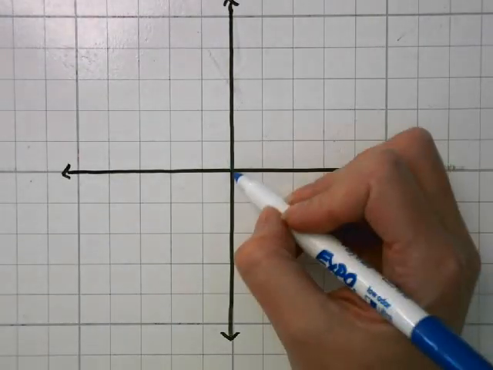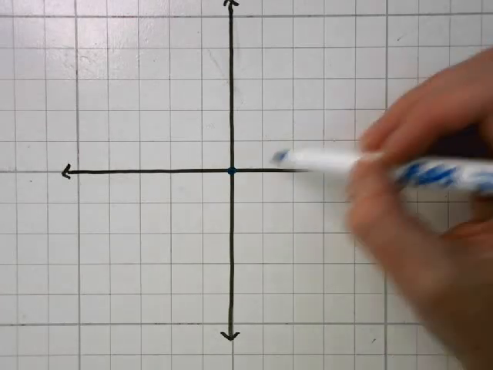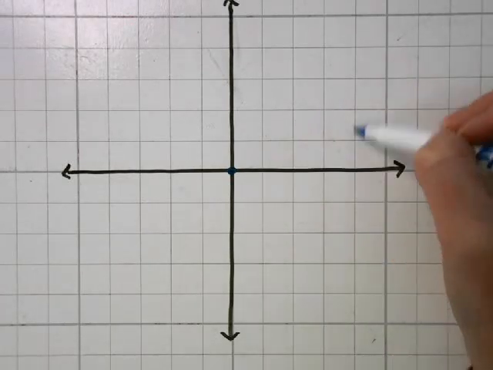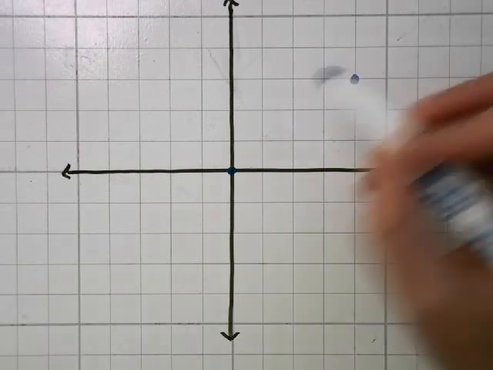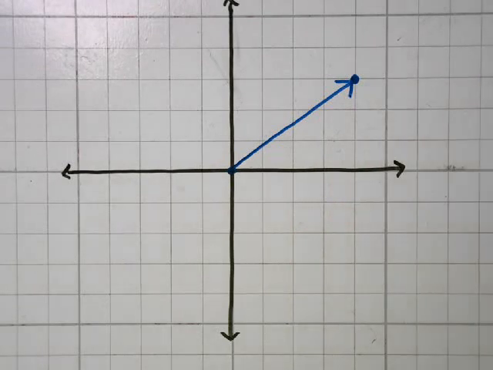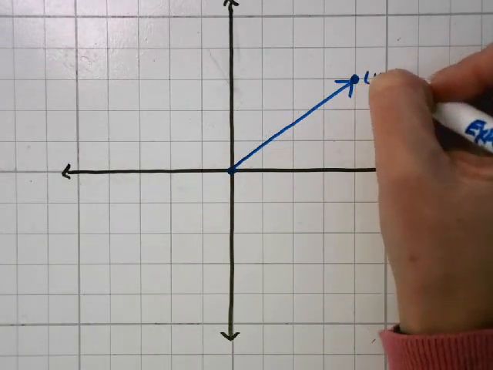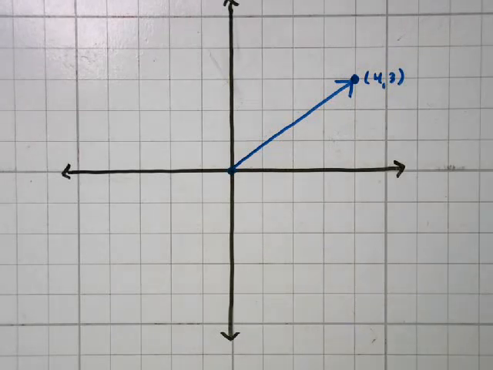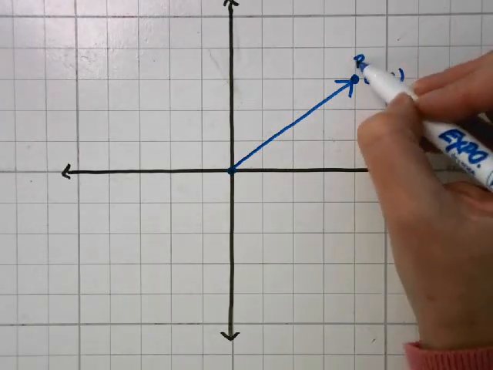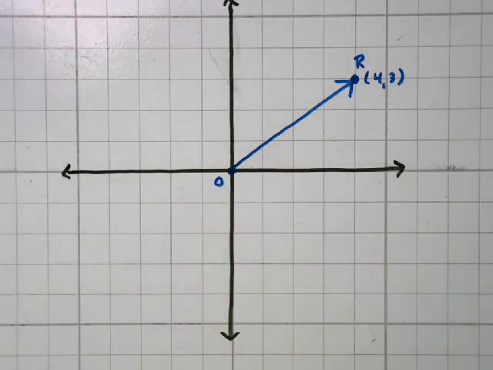So the first one, I'm going to put a dot at 0, 0, and then a dot at 1, 2, 3, 4, up to 3. I'm going to draw a vector here. So this point here is at 4, 3. Okay, and I'm going to label this point R, and I'm going to label this point O for origin. Okay, so this is vector OR.